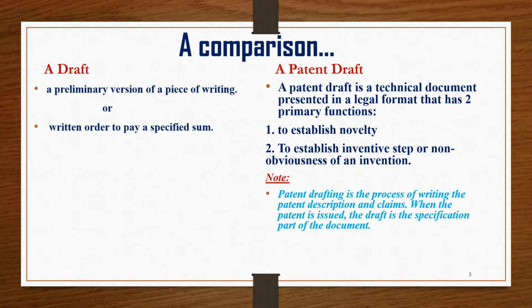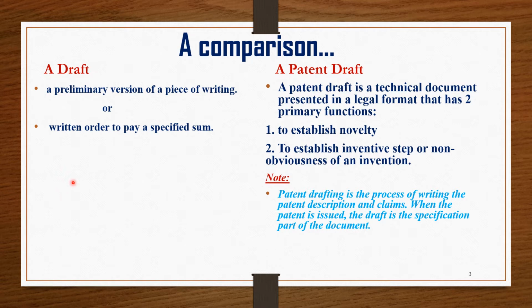Now we will have a comparison, because whenever we ask what is a draft, normally we go to its literal meaning. So first of all, we will go to the literal meaning of a draft. We can say that a draft is a preliminary version of a piece of writing. Or we can say a draft is a written order to pay a specified sum. So this is the normal and literal meaning of draft.